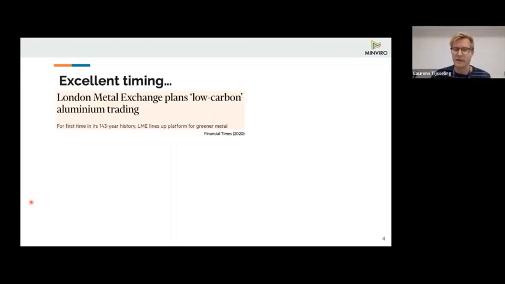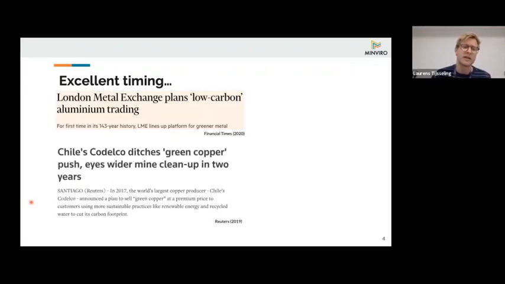This isn't the first time that this has happened. So 2 years ago, the world's biggest copper miner, Codelco, had the plan to sell premium copper, or at least greener copper at a premium price for customers that were interested in more sustainable practices. Unfortunately, 2 years later, that plan was ditched.